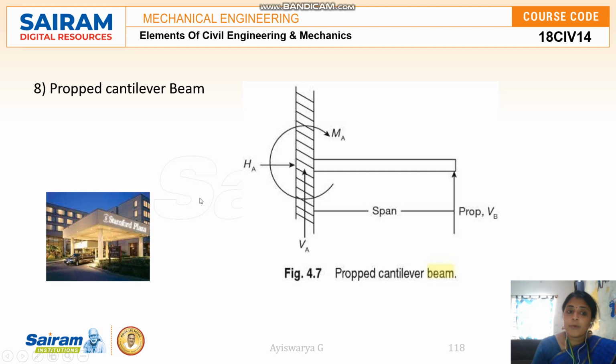And the next one is the propped cantilever beam, where one end is fixed and the other is propped, meaning it's free. This is called a propped cantilever beam, and this is an example of a propped cantilever beam.